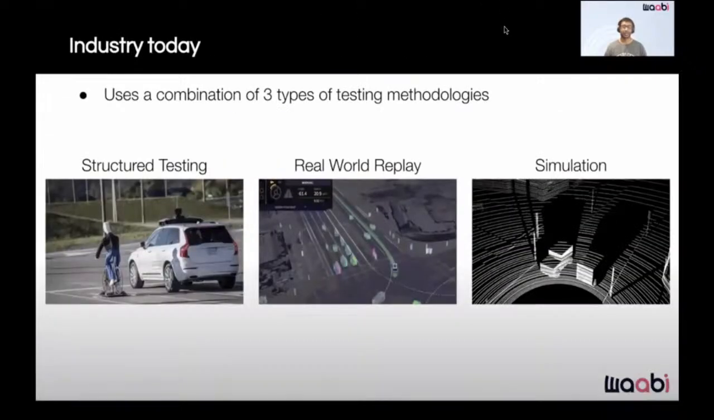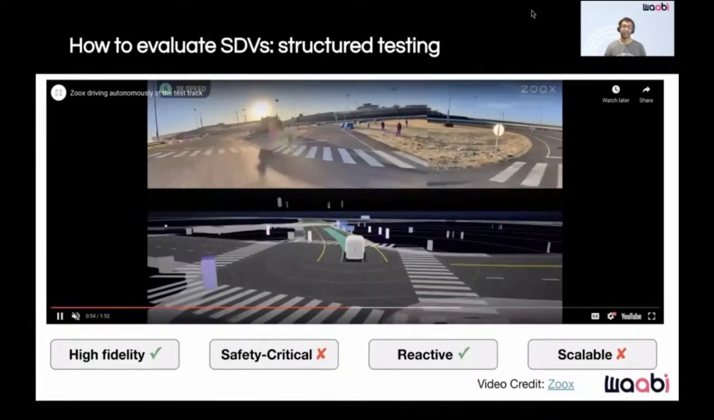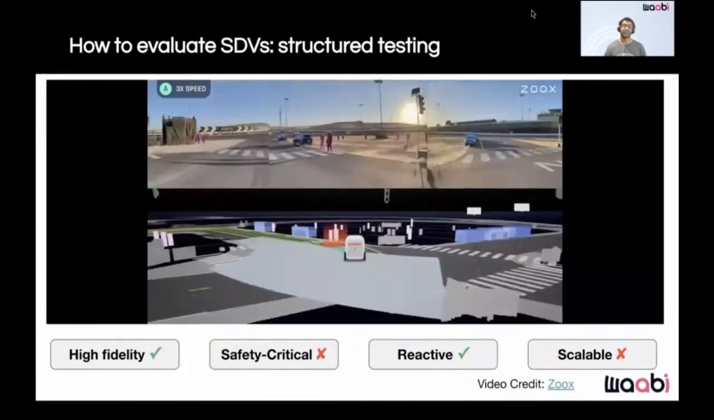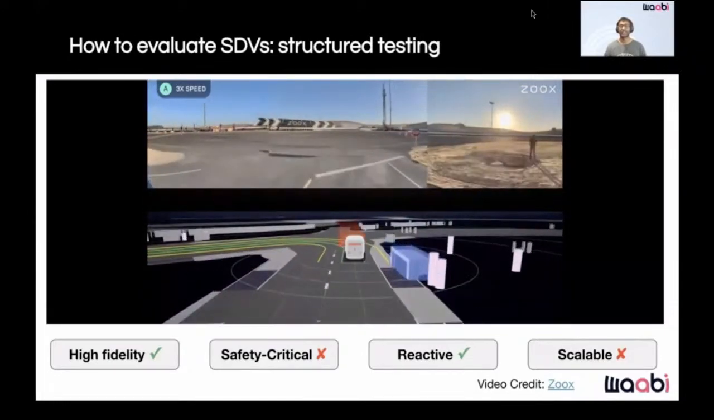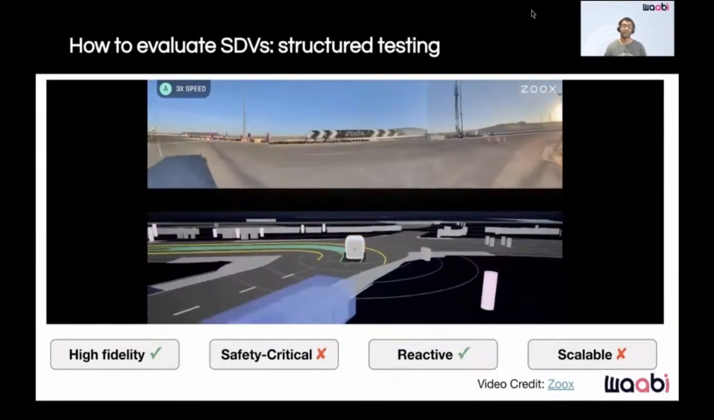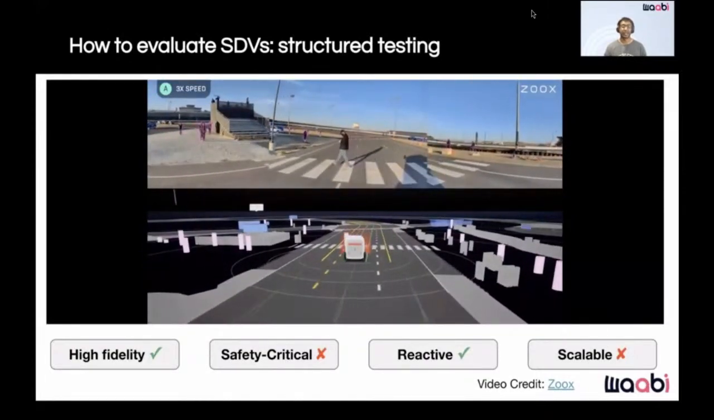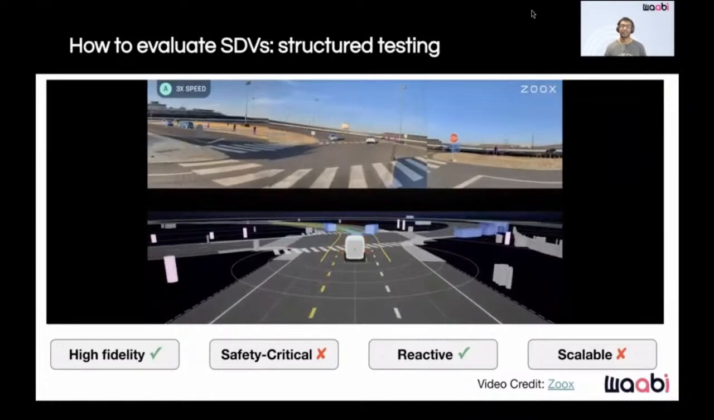The self-driving industry uses a combination of 3 different approaches for evaluating SDVs: structured testing, real-world replay, and simulation. First, there's structured testing in a controlled test track. It allows us to test self-driving cars' performance under a set of reproducible safety-related events, like a vehicle driving past the SDV or pedestrians crossing the road. This test setting is considered high fidelity, since we evaluate the full autonomy system and vehicle hardware in the real world. We also consider this testing to be reactive. As the SDV perceives the scene and performs a maneuver, the other agents in the real world can respond to its behavior, and the sensor observations are accordingly updated.